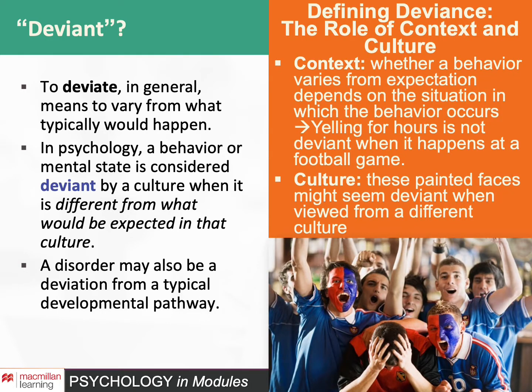Okay, so again, the particular context of the deviant behavior and the particular culture that an individual is in is really going to dictate how we define deviance, right? So context would be whether a behavior varies from expectation, right? So that would tell us whether a behavior is deviant or not, right?